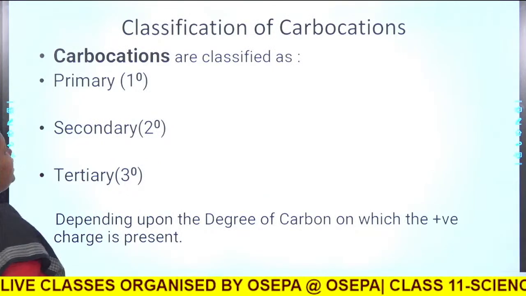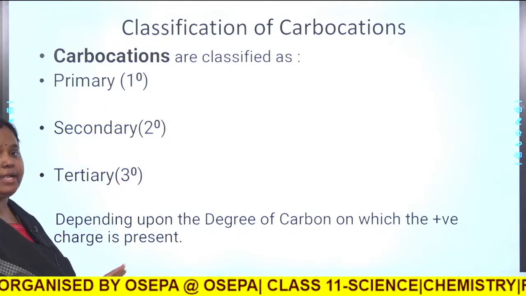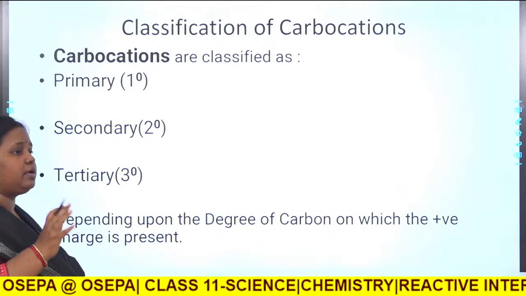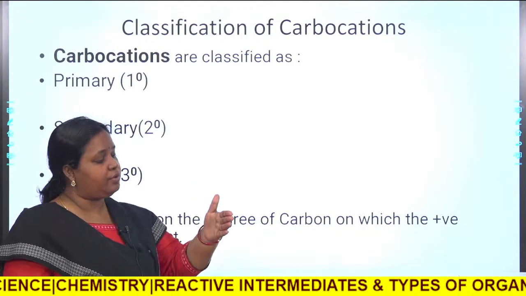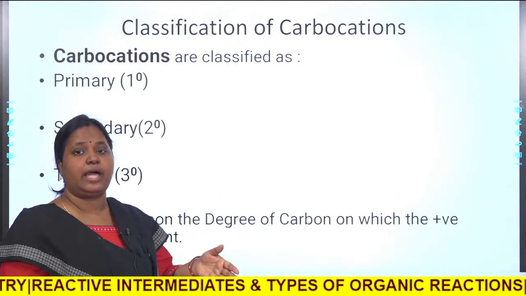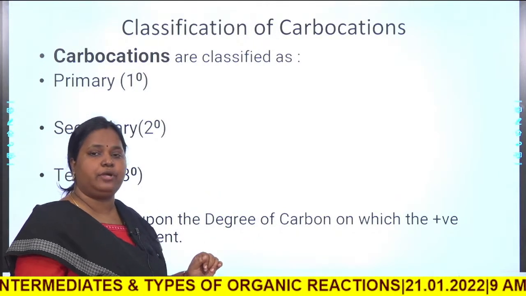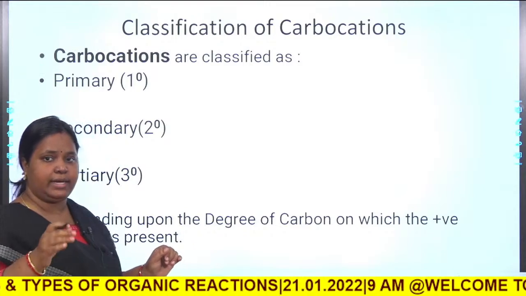Now, carbocations are classified as primary, secondary and tertiary depending on the carbon on which actually the positive charge resides. It has been classified as primary, secondary and tertiary.